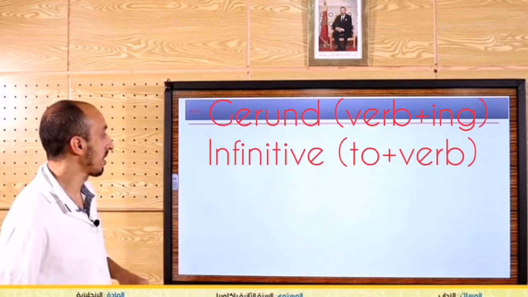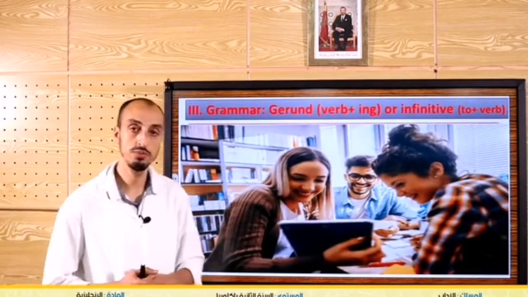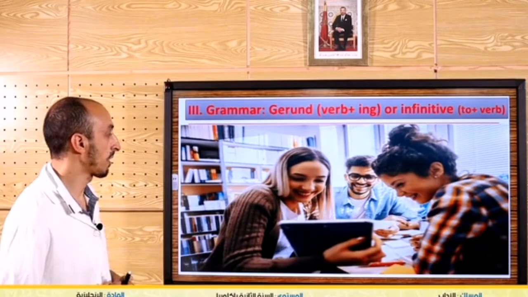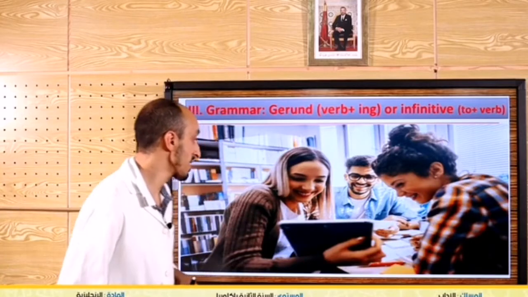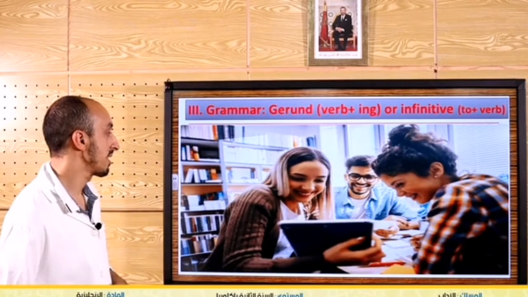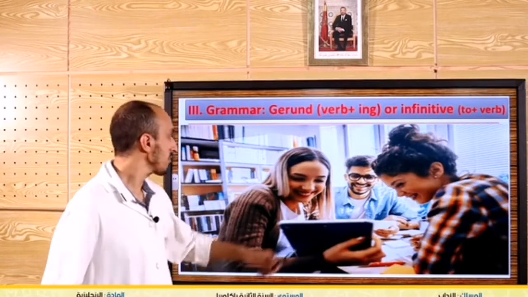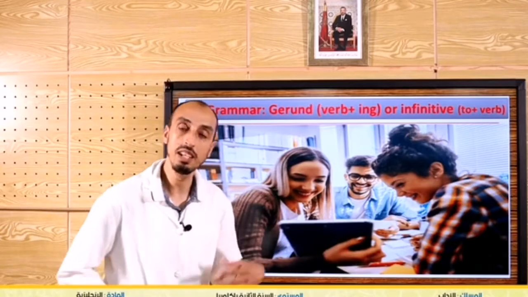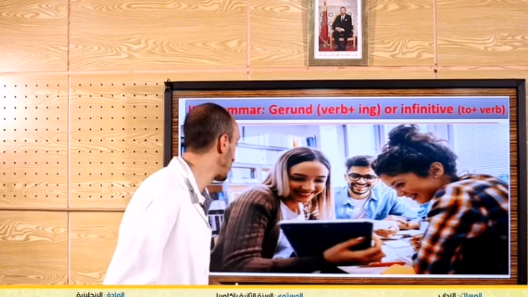So we're going to start with examples. Have a look at the picture first. Let me ask you a question. How many people are there? You have three friends, three classmates. Where are they? They are in a library. They are preparing for exams. They are doing homework. Okay, we have two girls and one boy.